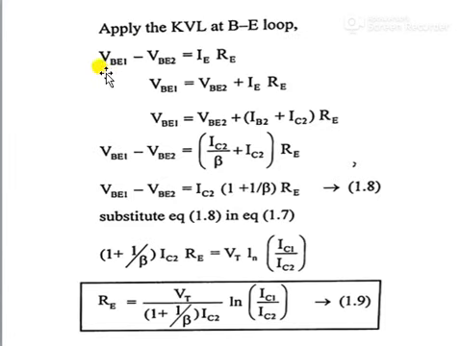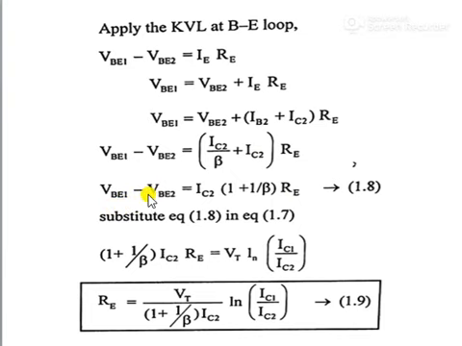Therefore, VB1 minus VB2 is equal to IE into RE, and IE is replaced as IB2 plus IC2, and therefore VB1 minus VB2 is equal to IC2 by beta plus IC2 into RE, because we know that IC is equal to beta IB and IB is equal to IC by beta. So expressing IB2 in terms of IC2, we have this expression. Now VB1 minus VB2 is equal to IC2 into 1 plus 1 by beta into RE.